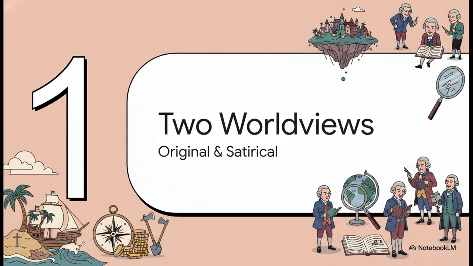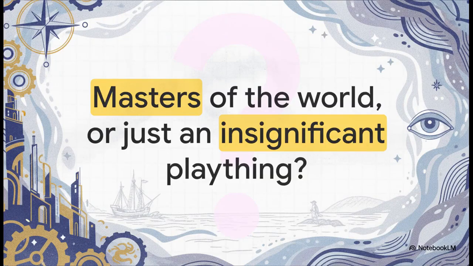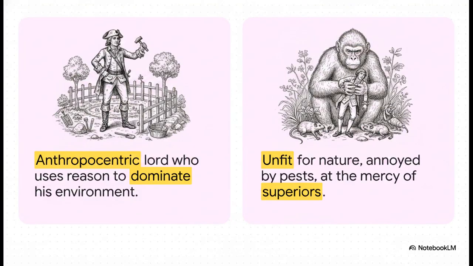Two travelers, two worldviews, the original and the satirical copy. To really understand the core difference between these two books, we have to start with a massive fundamental question. Are we the masters of the natural world, or are we just an insignificant plaything within it? This single question divides our two authors completely. It sets up this epic clash between Defoe's supreme human confidence on one side and Swift's deep, deep existential pessimism on the other. Their baseline difference is crystal clear.